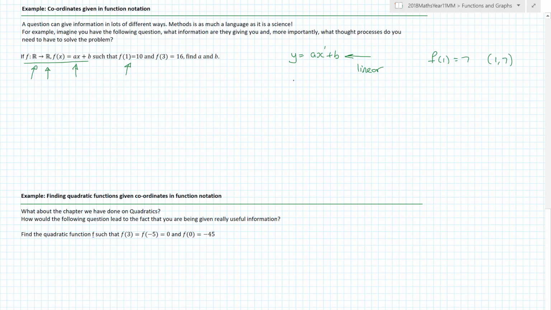Right, I've been given two of these random pieces of information here. So let me see, I've got f of 1 is equal to 10, and I've got f of 3 is equal to 16. Okay, I'm actually going to write this in coordinate form, (1, 10) and (3, 16). Now, why does that have anything to do with the price of fish?